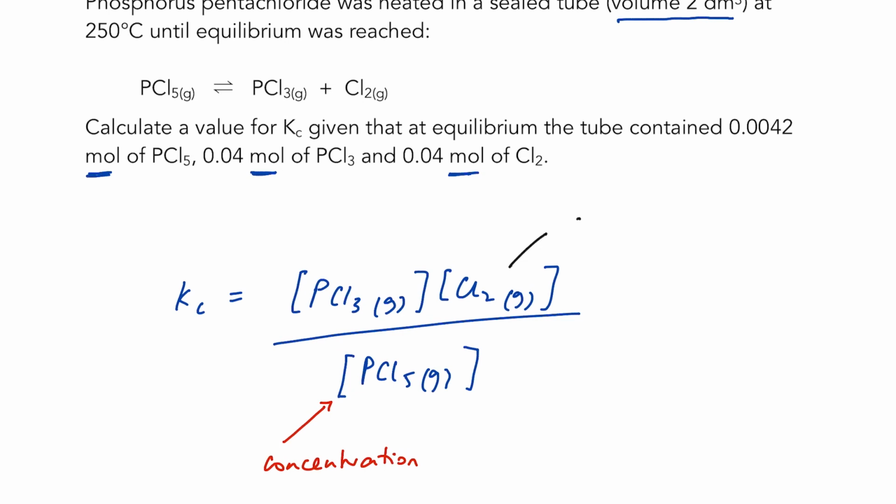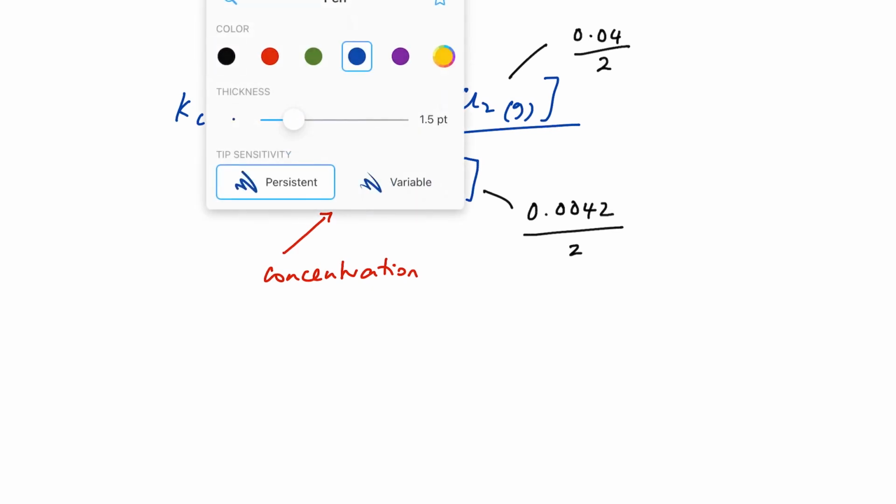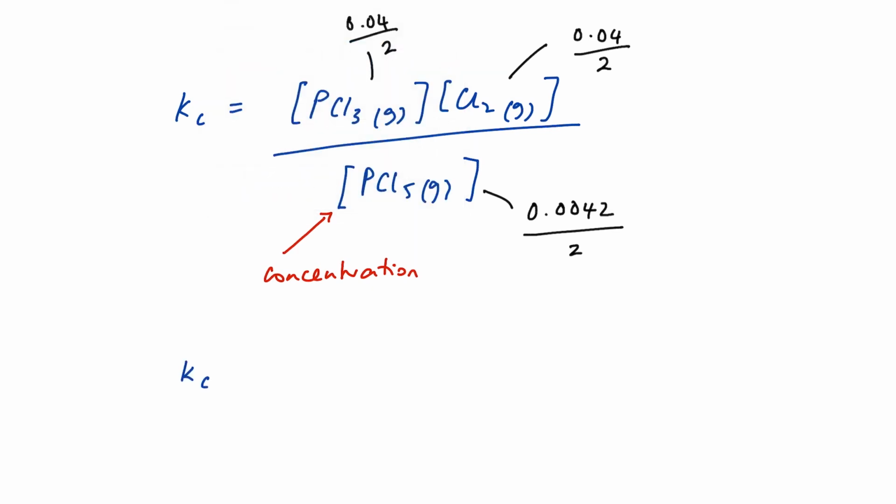So both of these, it's 0.04, number of moles divided by the volume. The volume is already in decimeters, and that one is 0.0042 divided by 2. Now I can work out a value for Kc. Kc is going to equal 0.02 multiplied by 0.02 divided by 0.0021, and that comes out to be 0.19.